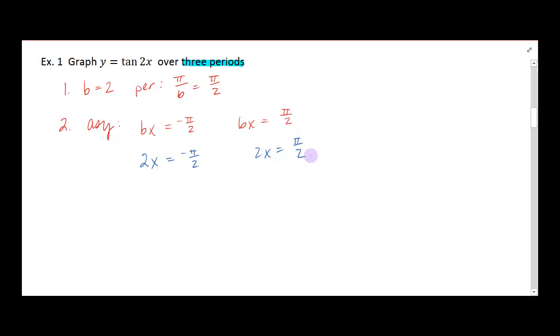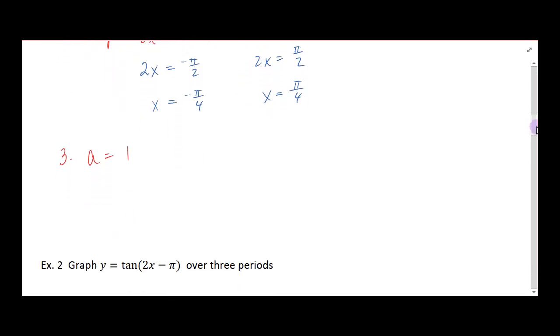And solving for x, I'm trying to find where the asymptote crosses the x-axis. So I can divide both sides by 2, or multiply by 1/2, and I end up with negative pi over 4 and positive pi over 4. Okay, so these are the vertical asymptotes occurring on my function. The other thing I want to write on my graph is a y value, and although I don't necessarily have an amplitude, I'm still going to mark the positive 1 and negative 1 on my graph.